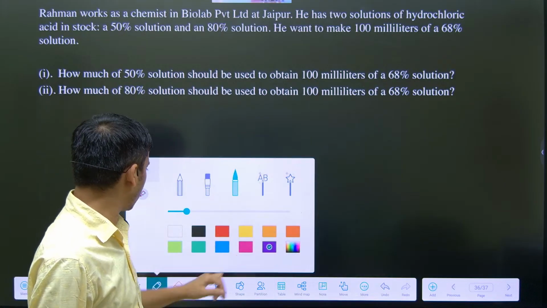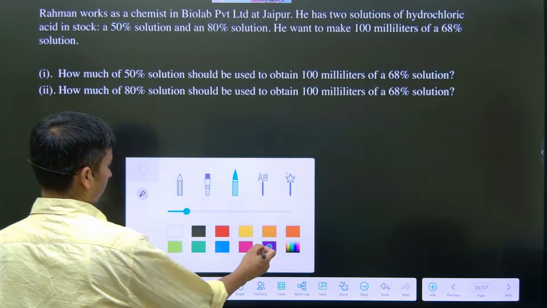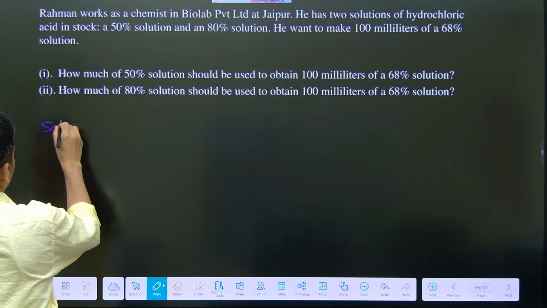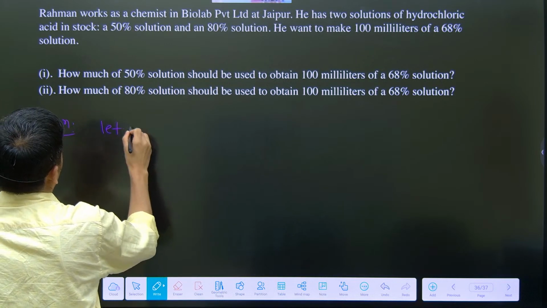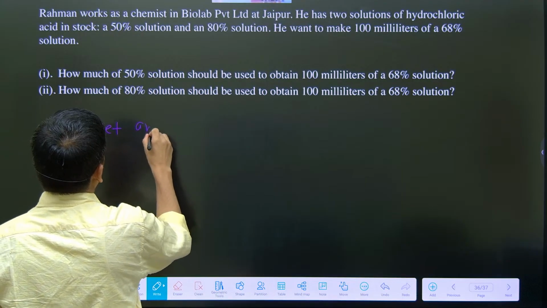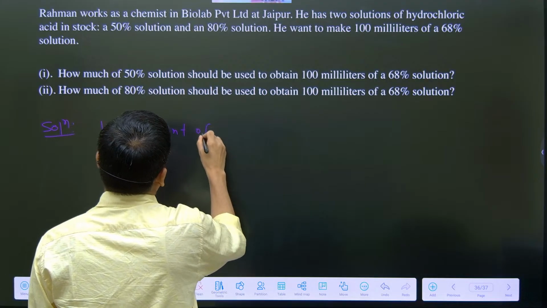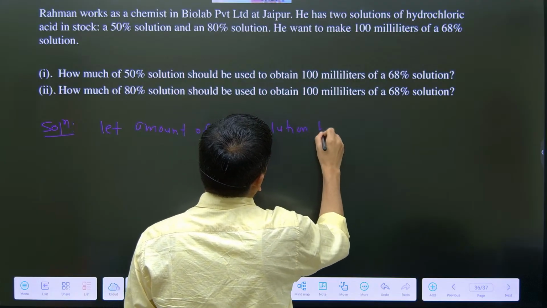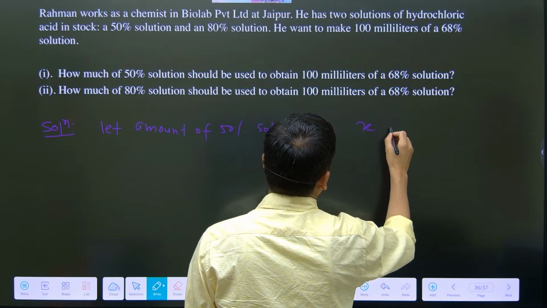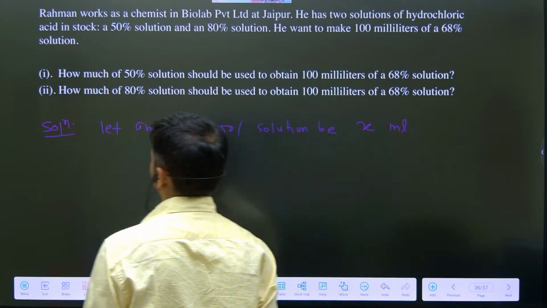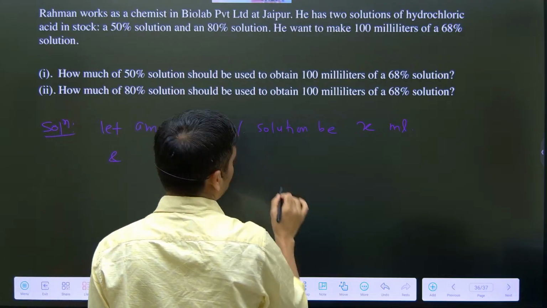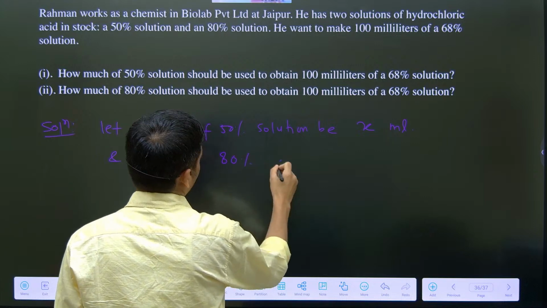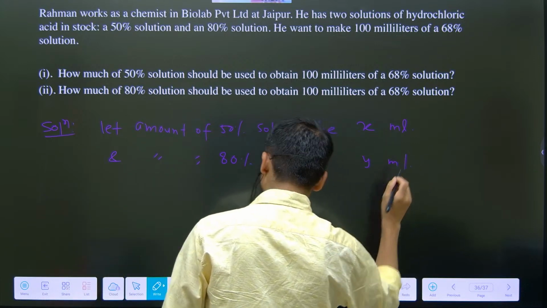So there are 2 types of chemical, guys, now. Let the amount of 50% solution be x milliliter, ml, and the amount of the other solution, they have different concentrations, that is 80%, be y ml. Now we will frame the equations, right?